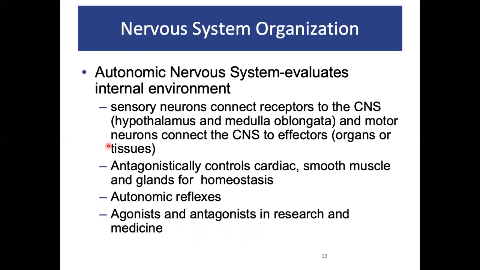So the autonomic nervous system is responsible for homeostasis of the internal organs of your body. They antagonistically control cardiac muscle, smooth muscle, and glands for homeostasis. These lead to your autonomic reflexes, and there are agonists and antagonists in research and medicine. Agonists mimic neurotransmitters, and antagonists block or inhibit neurotransmitters. So agonists are like analogs of neurotransmitters or hormones, and antagonists block that.